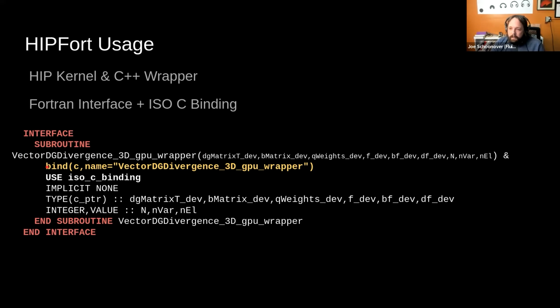And then, of course, we're using ISO C binding, so you can bind that to a C routine, and you give it that same name that we had on the C code. And again, we have to use ISO C binding so we can declare everything as a C pointer, so that Fortran knows what those data types are. So that's ingredient number 2.